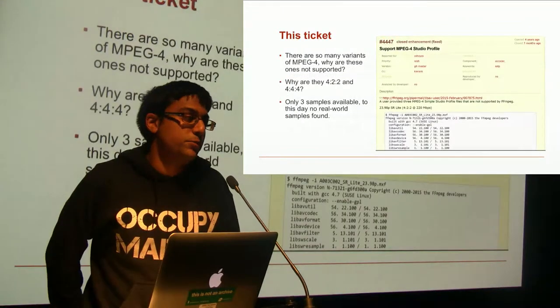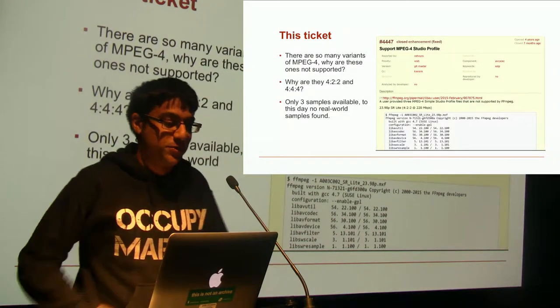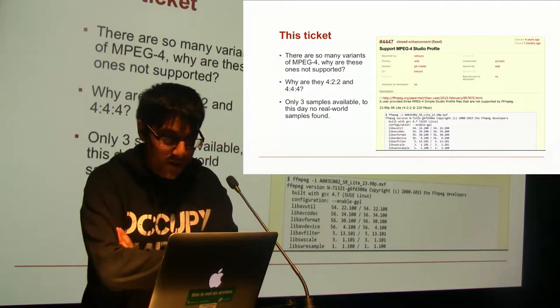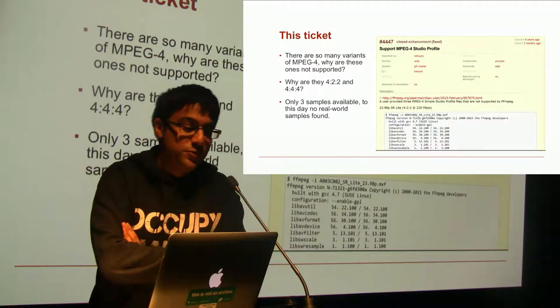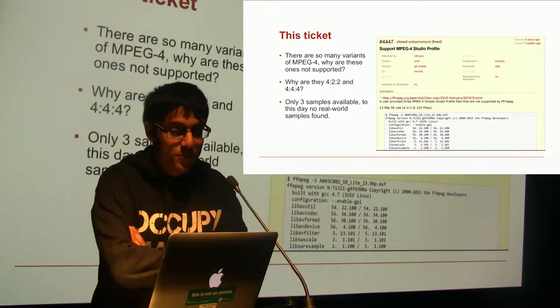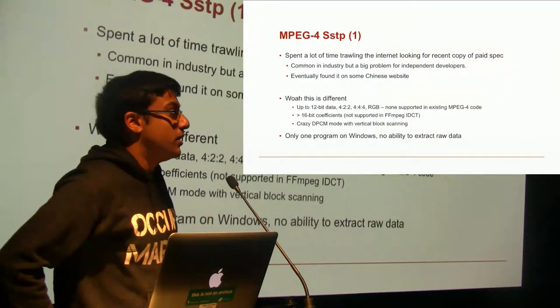So most recently, it kind of started with this ticket. Hey, this is weird. Why is someone sending an MPEG-4 with 422 and 444? And I think it's 12-bit. And there's still only 3 samples of this available. To this day, I've not received any real-world samples.